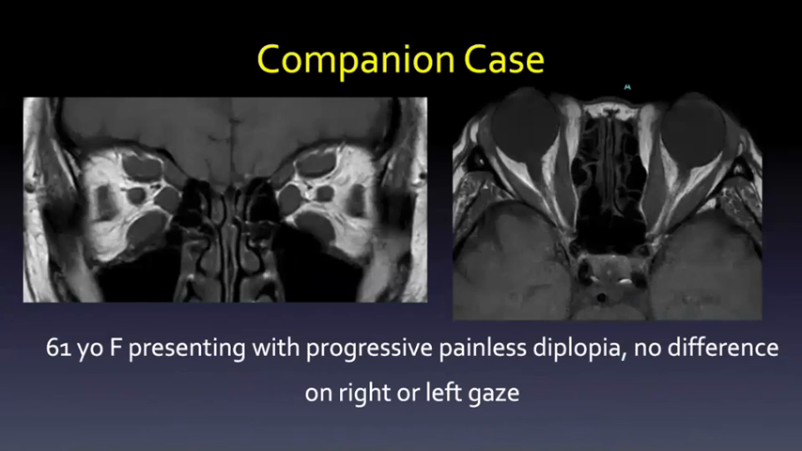A companion case is a 61-year-old female presenting with a progressive painless diplopia, not different on right or left gaze. She had a confusing picture because she had a remote history of varicella zoster ophthalmicus extending to the left cavernous sinus years before, which had subsequently resolved, and she had no new rash this time. Here, the imaging findings are pretty classic for thyroid-associated orbitopathy, including sparing of the musculotendinous insertion and lateral rectus muscles. So she subsequently underwent thyroid testing after this MRI and was found to have a new diagnosis of thyroid dysfunction.